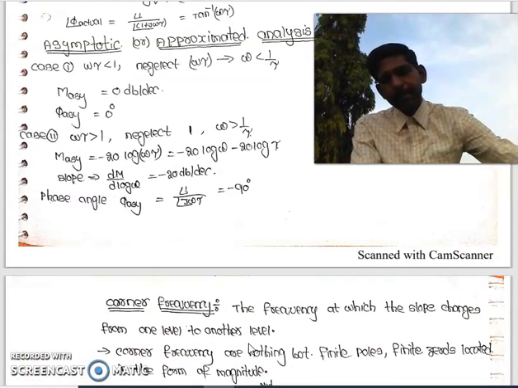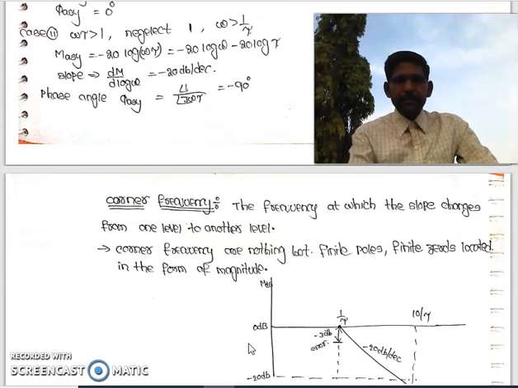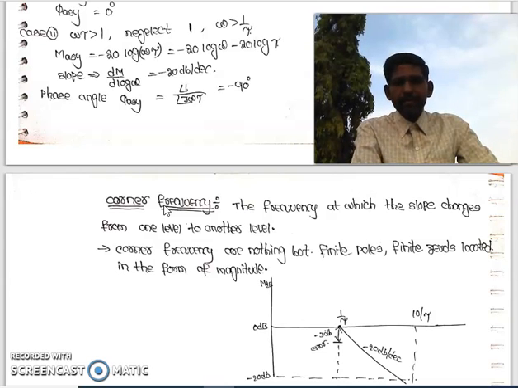Now, the most important term for plotting the Bode plot is the corner frequency. Corner frequency is the frequency at which the slope changes from one level to another level. Corner frequency is nothing but the finite poles and finite zeros located in the form of magnitude.